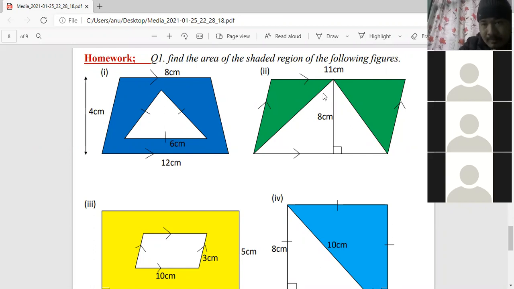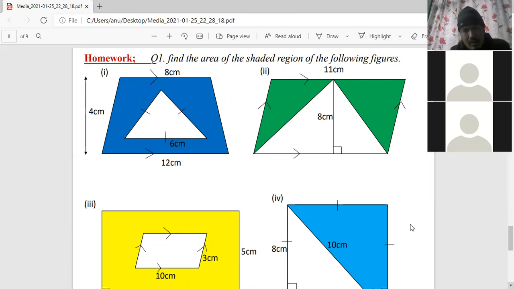After that, now find the area of triangle. Area of triangle is 1 by 2 base into height. Base is 11, 8 is height. Then you will get the area of this triangle. Then A1 is this parallelogram, A2 is triangle. Then area of shaded region is A1 minus A2. Then you will find out the area of shaded region. I hope you are clear about this question number 2 also. Are you clear?